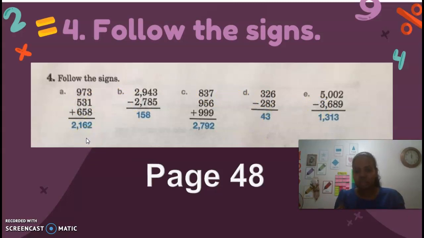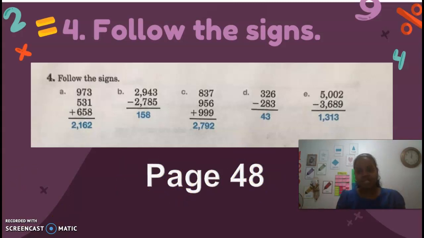Last week, I told you to complete those ones. So what you have to do here is to follow the sign. If it is an addition, you are going to add. If it is a subtraction, you are going to subtract. So check your answers, please. Don't forget that we are working on page 48.